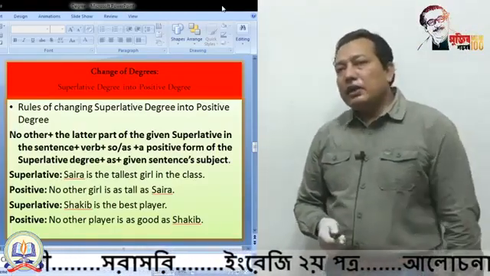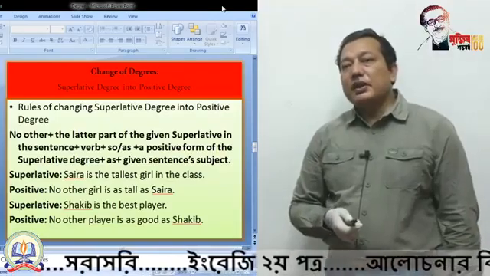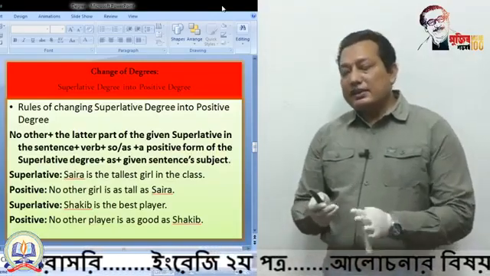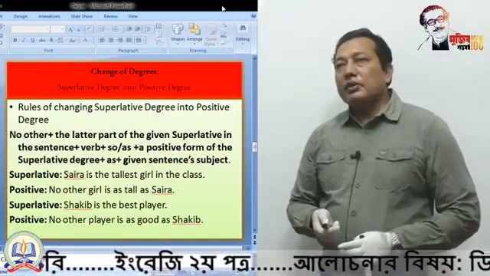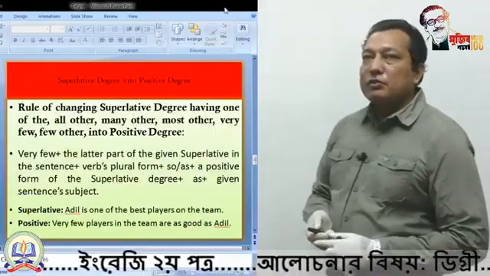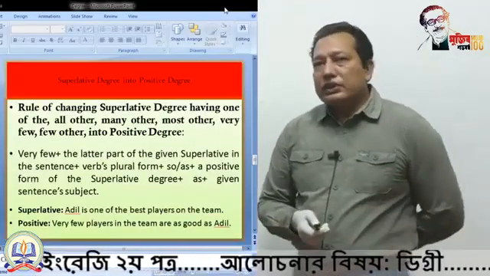And superlative form: Saqib is the best player. No other player is as good as Saqib. In this way you are making the comparative positive degree from superlative. There are other rules here.